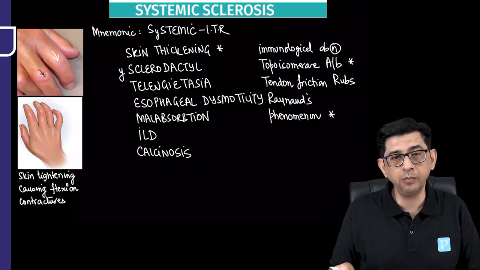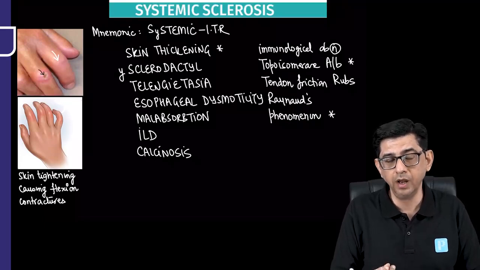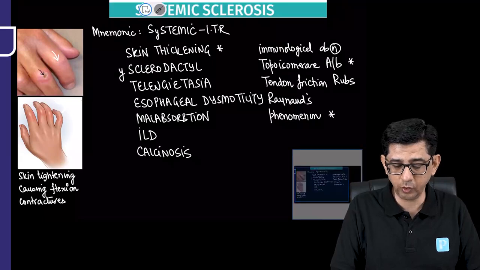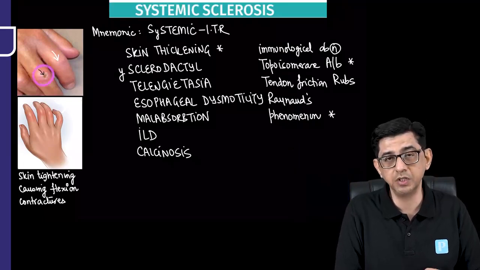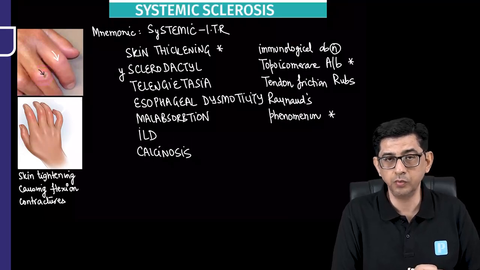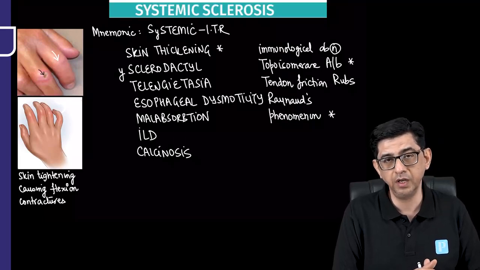And in the later part of this condition, you could also have atrophy of the skin, and that could contribute to ulceration on the extensor aspect of the finger. Where you're noticing this black arrow, this is going to be an ischemic digital ulcer that would also be seen, though ischemic digital ulcers would be relatively more common with the limited cutaneous systemic sclerosis variety.